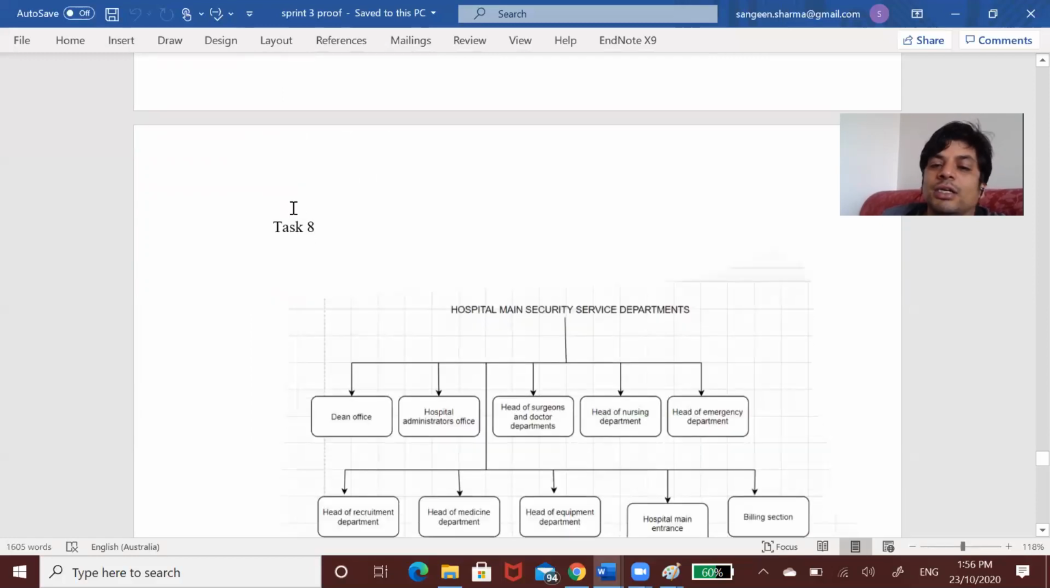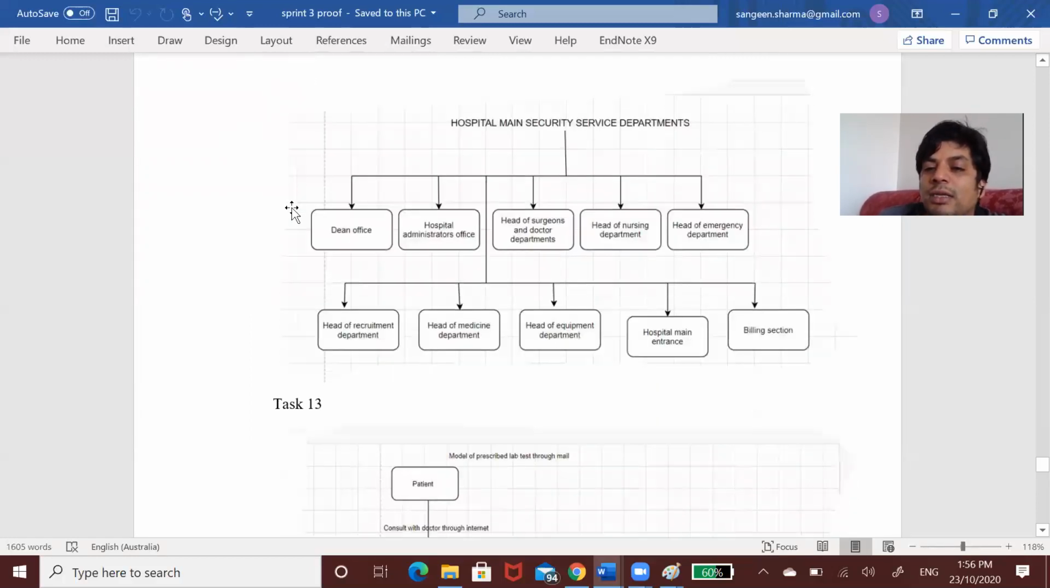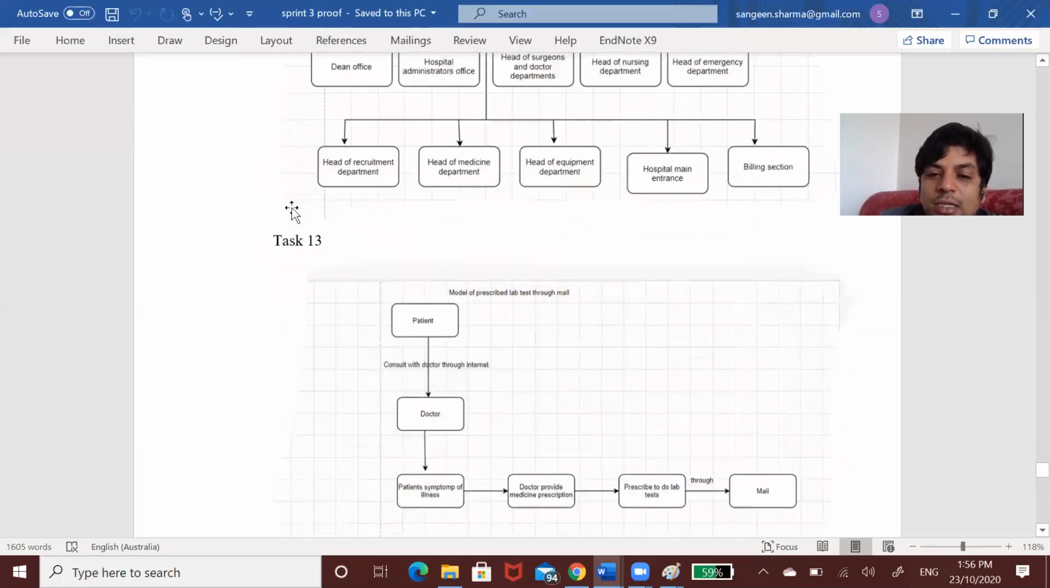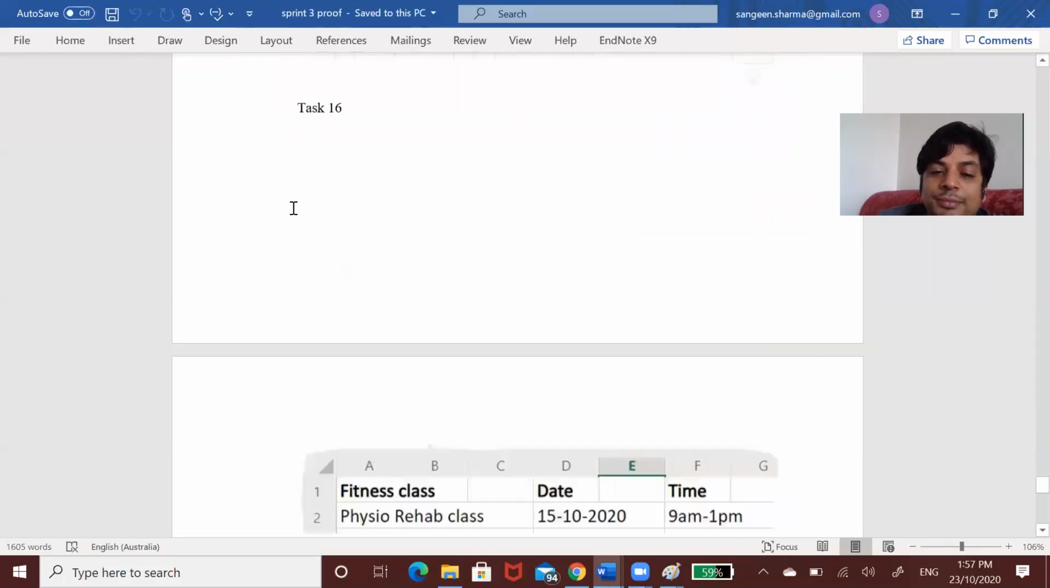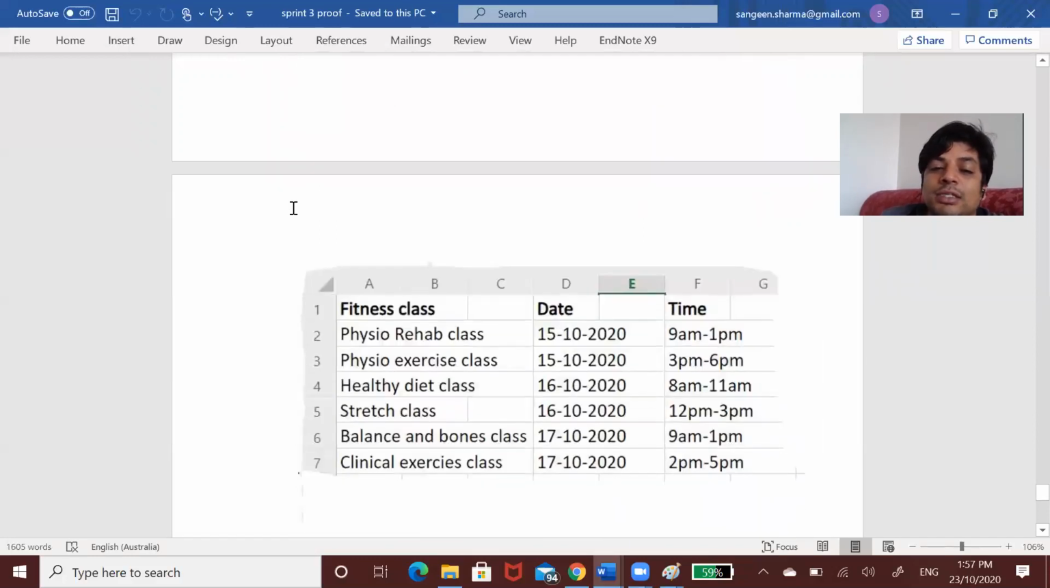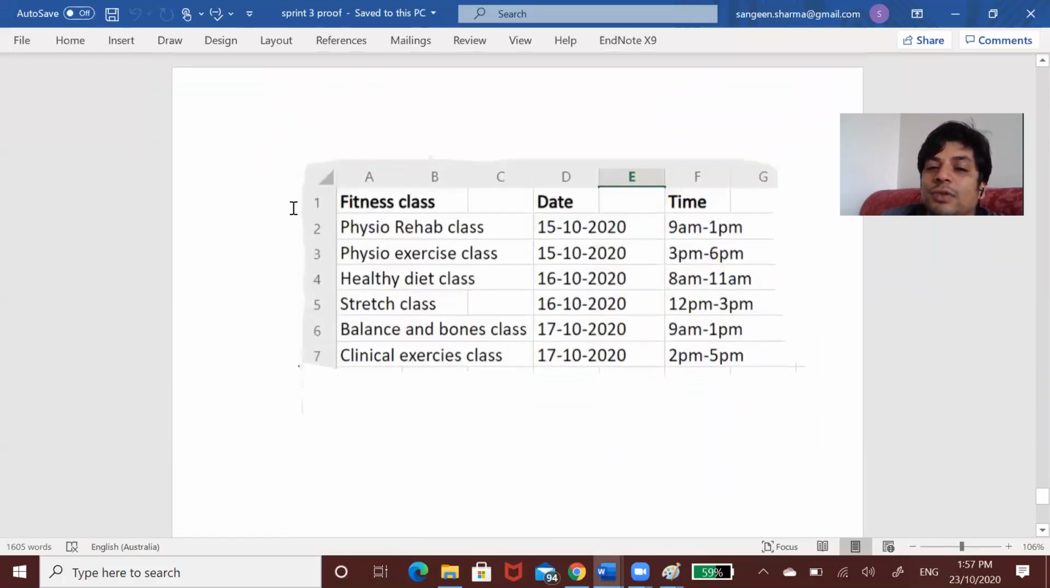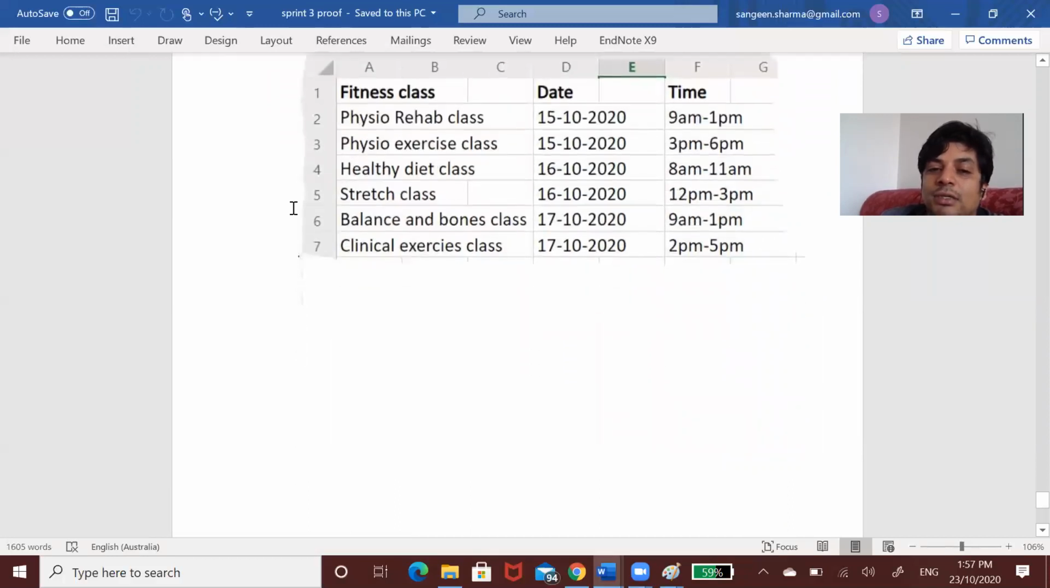And in task 8, the hospital main security department, these are the main hierarchy of the main security department. Similarly, the model of the prescription of the lab test through the email. This is the model data flow structure of how the patient gets information about the prescribed lab test through the email from the doctor. And similarly in task 16, these are the schedules for the physio classes and rehabilitation classes.